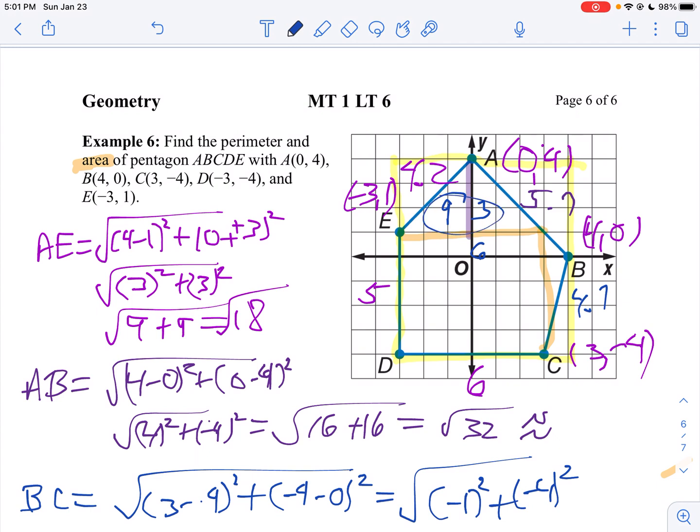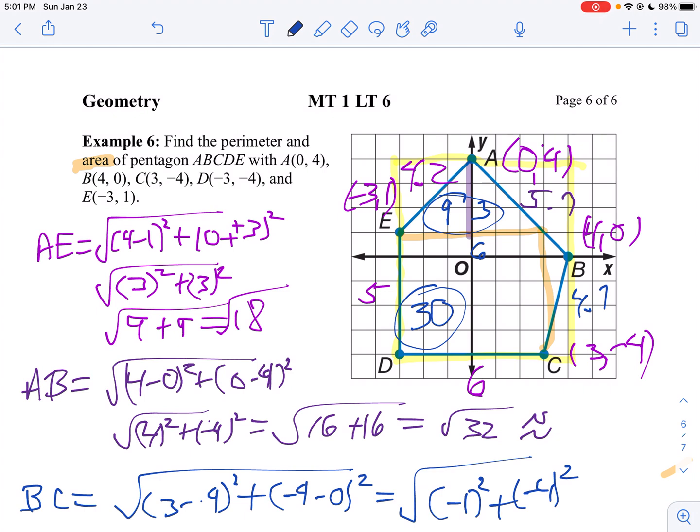Now let's find the area of my rectangle. So look at the area of the rectangle. It's 1, 2, 3. Well, we know it's 6, right? We already counted that part. Let's count the height. 1, 2, 3, 4, 5. So it's 6 by 5. So I know this area is 30.